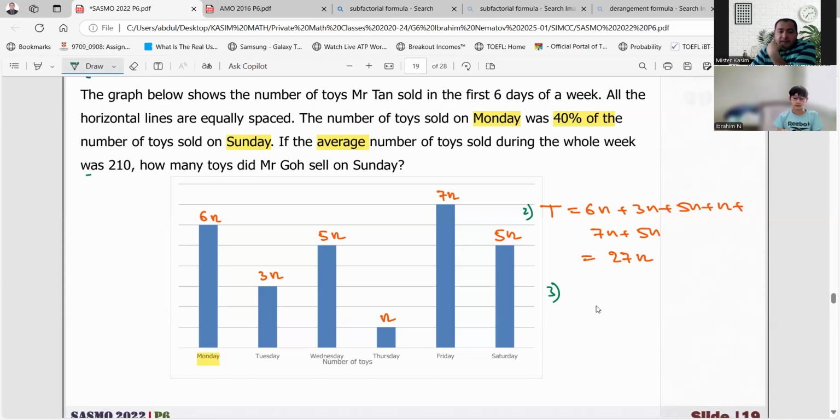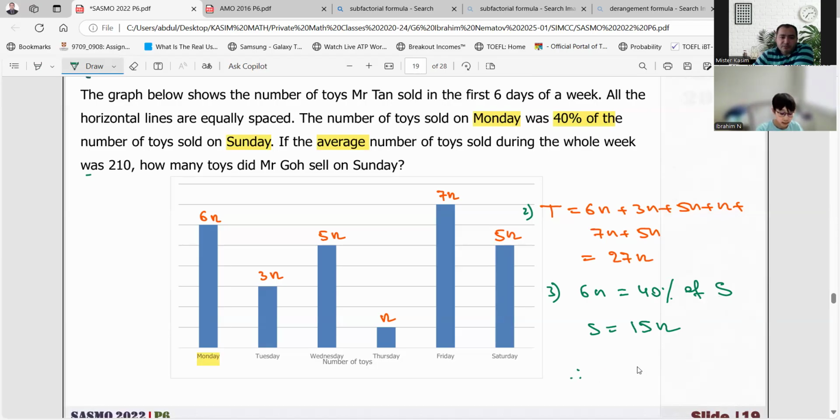So the number of toys sold on that one day was 40%, right? So that is 6N should be equal to 40% of the number of toys sold on Sunday. And after that, you can just form your equation and solve it, right? So from here, what is Sunday? So this one is 2 over 5, 5 over 2, right? So that is 15N on Sunday.